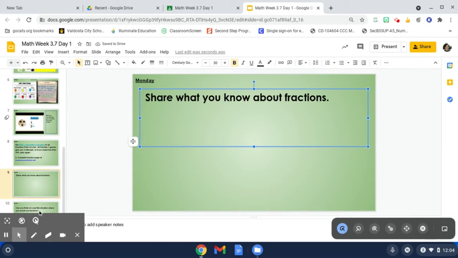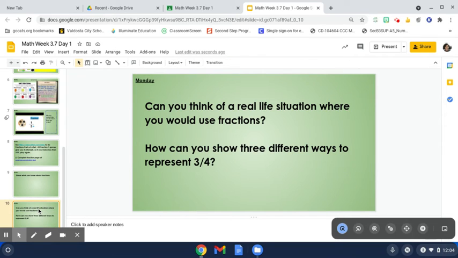So write a couple of sentences in the box. Don't leave it blank. And then here, can you think of a real life situation where you would use fractions? Sharing pizza. Pizza is cut into fractional parts. Or when you're sharing pie or cake. How about a candy bar? Sharing a candy bar. A Hershey's candy bar has it already divided. You can just break the pieces off.